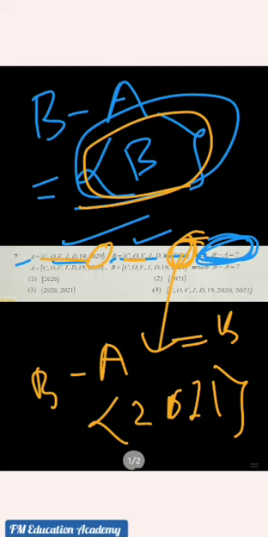So B minus A, I need to find out B minus A. B means what is common only to B here? 2021. So what is my answer? Set of 2021, which is option 2. So B minus A here is 2021, option 2. Moving on to 8th question.